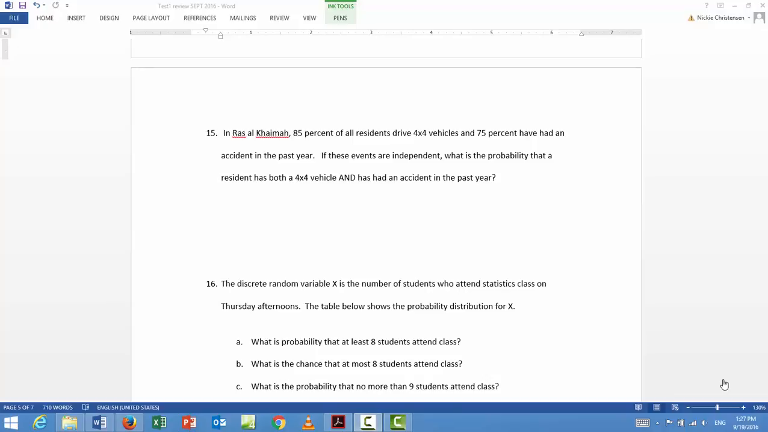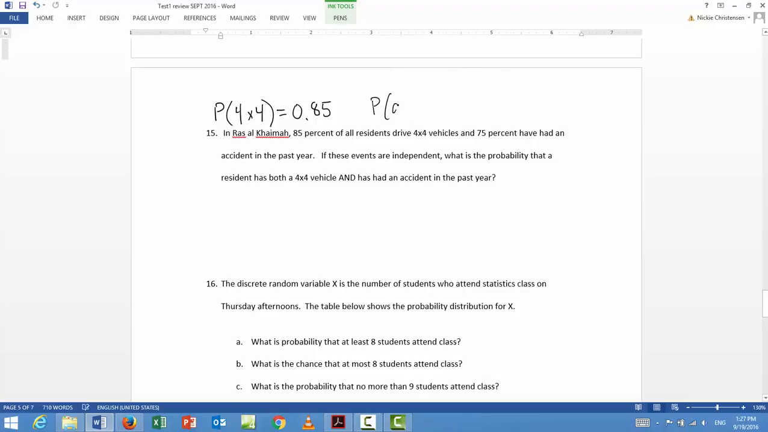Okay, so we're on to questions 15 and 16 on the exam 1 review. Question 15 says, in Ras Al Khaimah, 85% of all residents drive 4x4 vehicles. Okay, so let's write down our base probabilities. Probability of 4x4 is 85%. I always change my percents to decimals. It's just my habit. Okay, and 75% have had an accident in the past year.